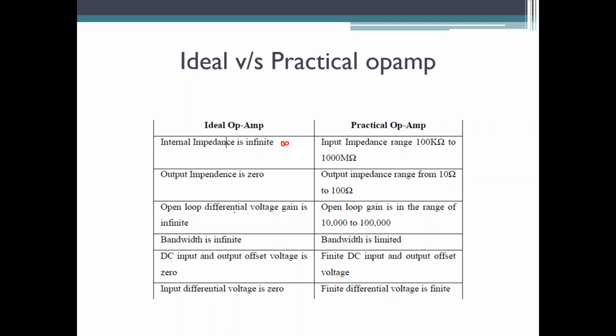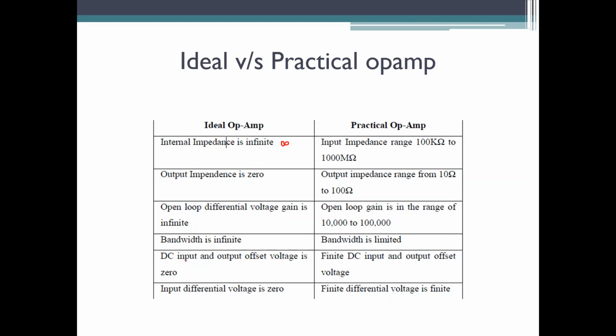Open loop differential voltage gain is infinite, which means that whatever signal you give as input should be amplified infinitely. That is what I expect from an ideal op-amp. But coming to the practical op-amp, open loop gain will not be infinity. It will be somewhere in terms of 10,000 to 100,000, which is very high when compared to your normal amplification factor. Bandwidth is infinity means I expect my op-amp to operate for all frequencies, from 0 to infinite frequency. But in case of practical op-amps, the bandwidth is not infinite, it is limited.